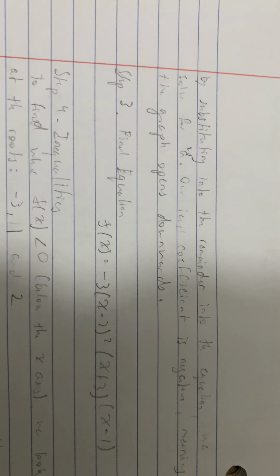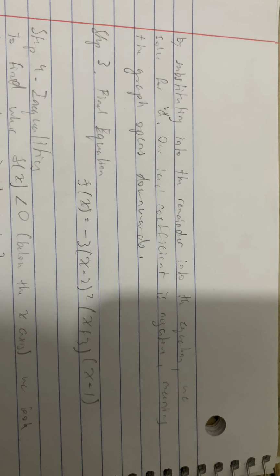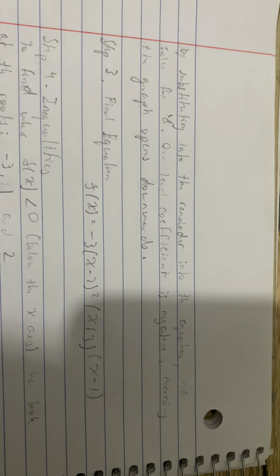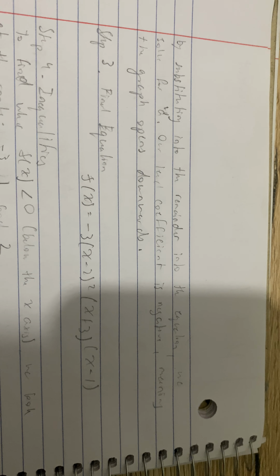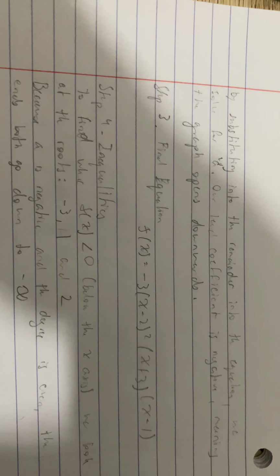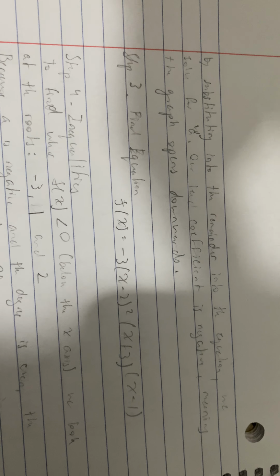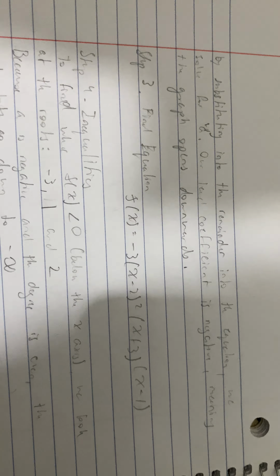So over here, I'm going to explain a bit more. By substituting the remainder into the equation, we solve for a. Our leading coefficient is negative, meaning the graph opens downwards. All these things are going to help with graphing this later on. As this is pretty big, it's going to be hard to realistically graph this without a calculator, so this is more of a rough sketch.